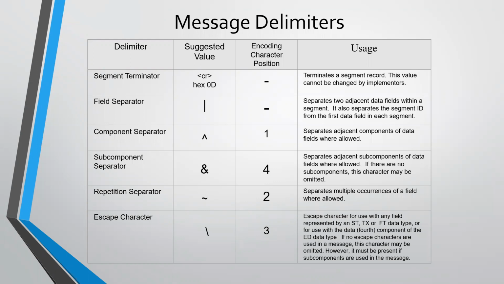You have three more symbols called ampersand, tilde, and backslash. Each of them has its own purpose. We'll look at them in the future with examples. First, we need to understand the HL7 message structure. Then we will get an understanding of where each of these is used.